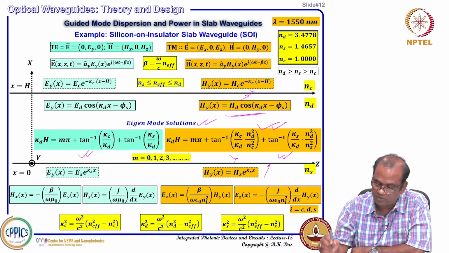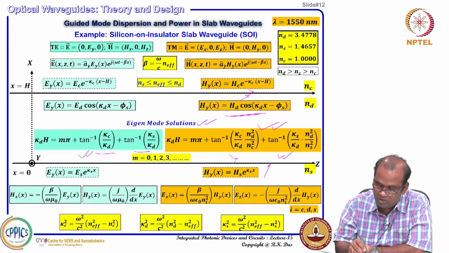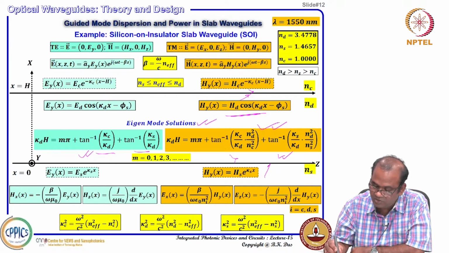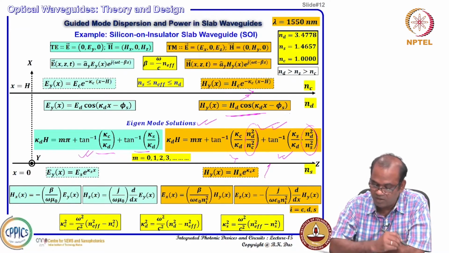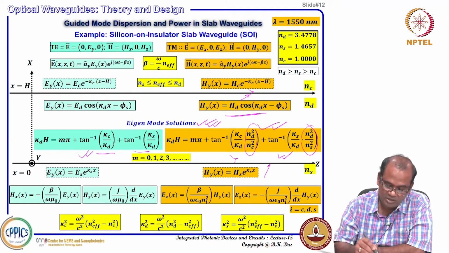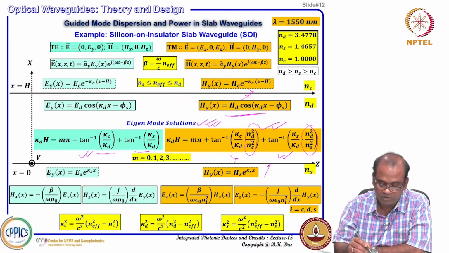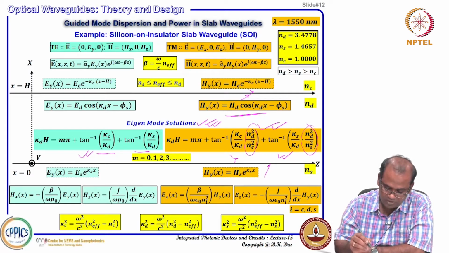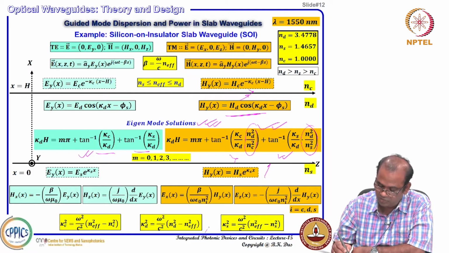Directly from the equation I have written, the eigenmode solution for TM polarization would look like this. It is almost the same, but along with Kc by Kd you see Nd square by Nc square and Nd square by Ns square coming here, with kappa S and kappa D. That is the only difference in the eigenmode solutions. You remember that using this we could solve, because kappa C and kappa D are all functions of N effective.